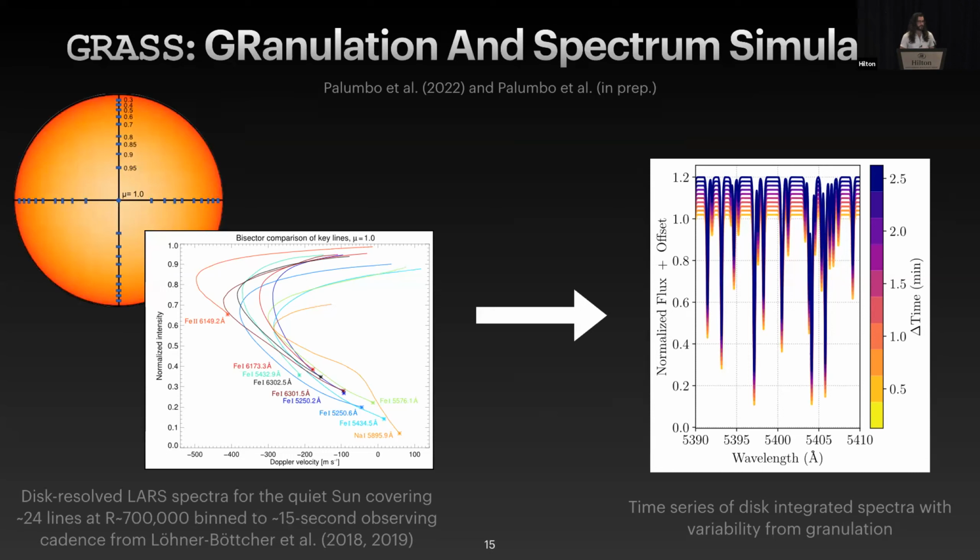And so we have these observations from the LARS spectrograph that were originally published in Lunar Butcher et al. 2018 and 2019 that are time series of spectra at 41 positions on the solar disk observed at R of 700,000 for tens of minute time sequences for about 24 solar lines. And these are our input.